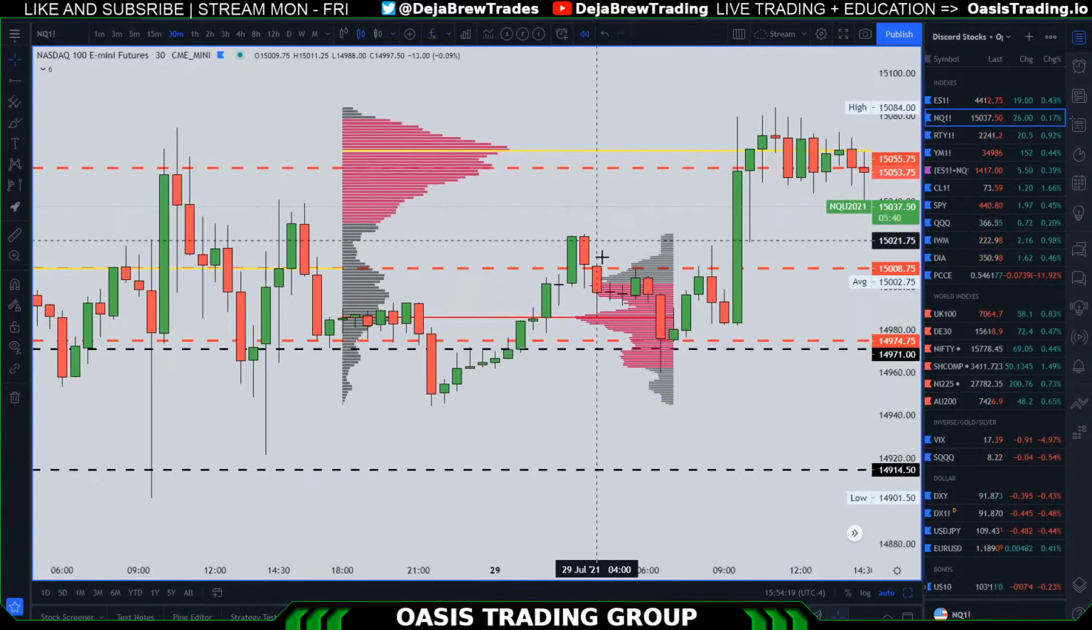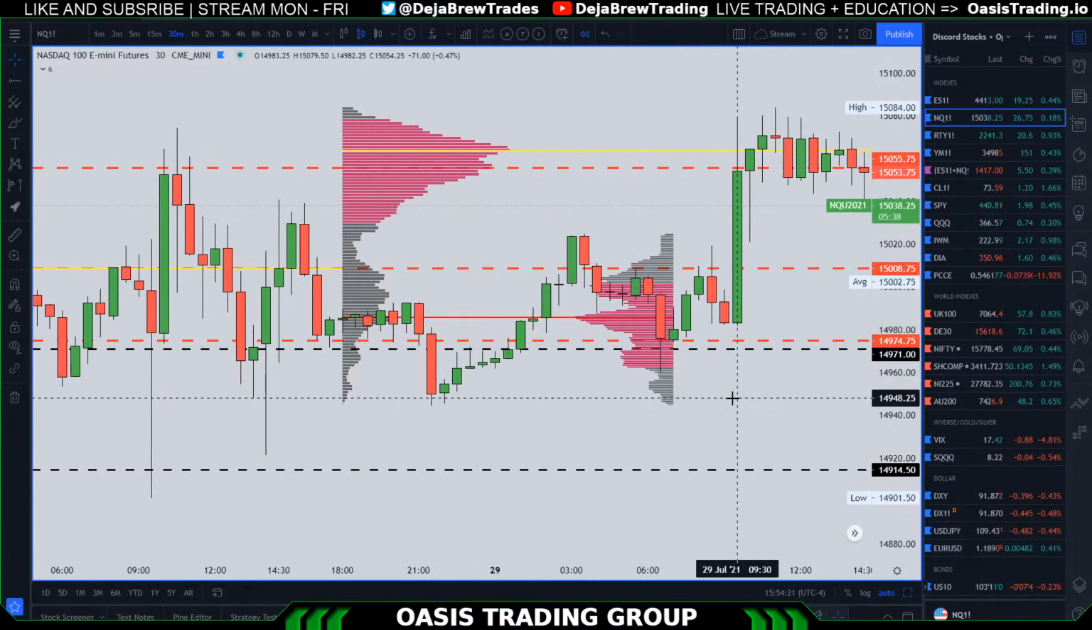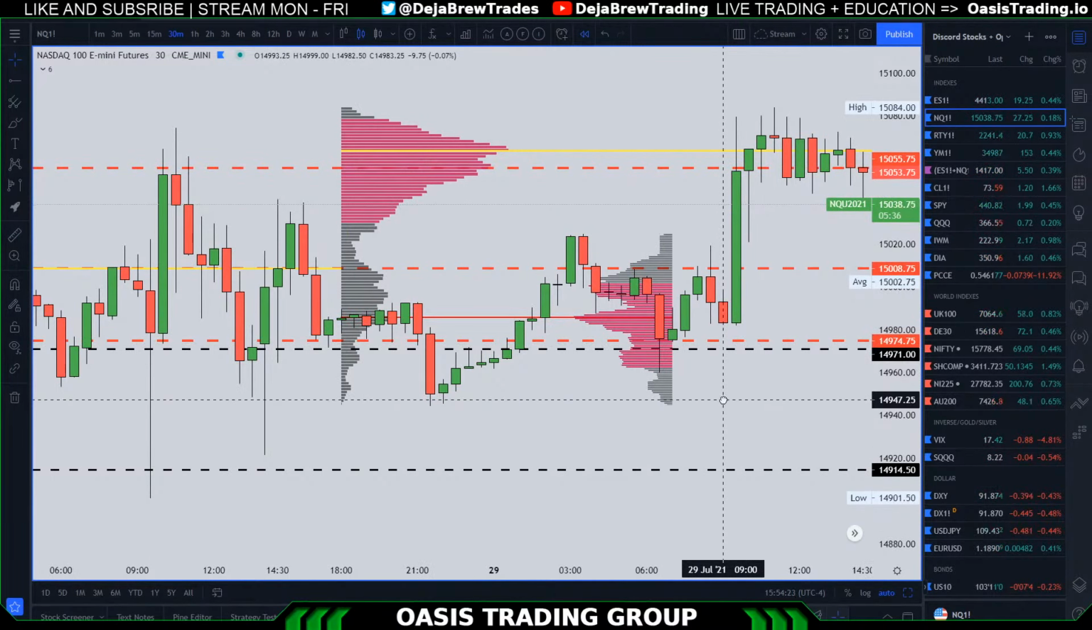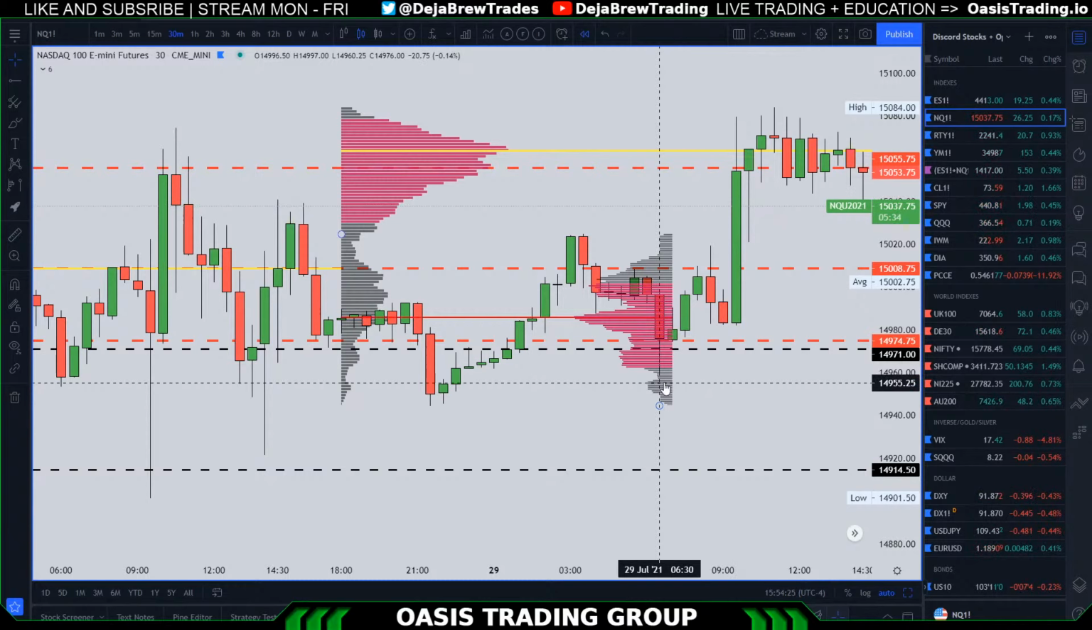So what happens when price pulls back to retest that strong support? Basic trading tells you that if it holds, it's bullish, right? You're retesting support.